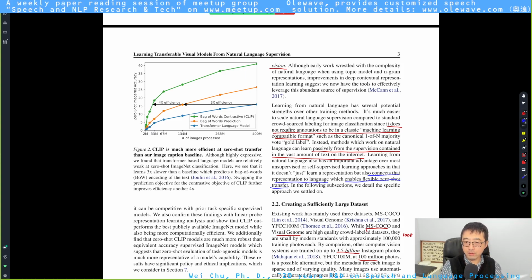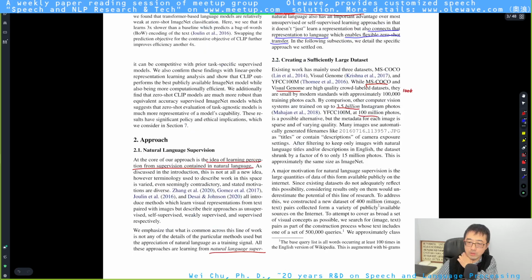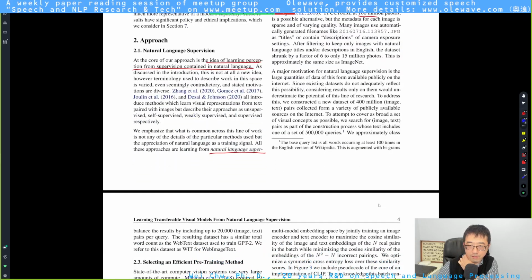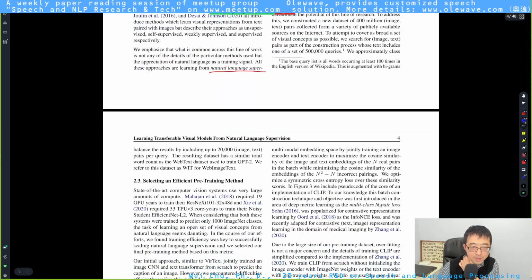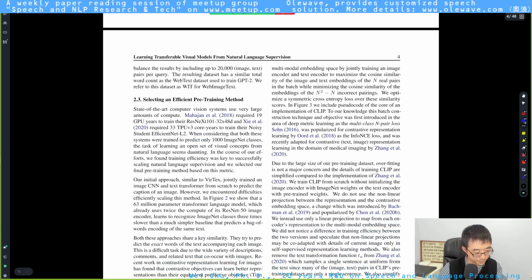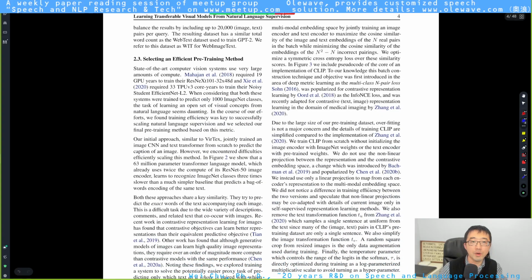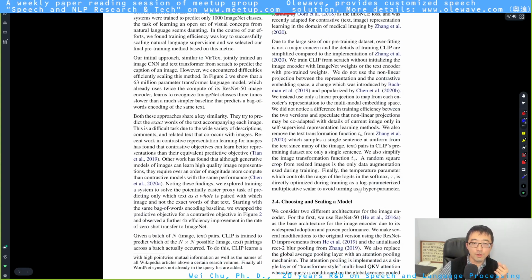They talk about their creation of a super large data set. I think I will skip this. I don't think you would have a difficulty understanding this. And then they talk about how to select the efficient pre-training method. I think they also talk about this thing again and again.